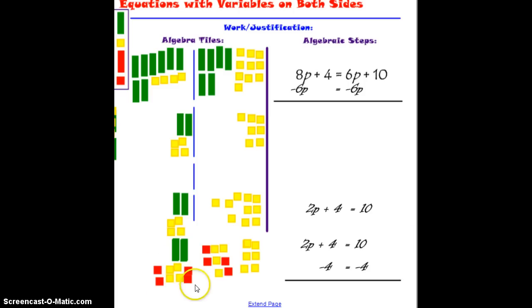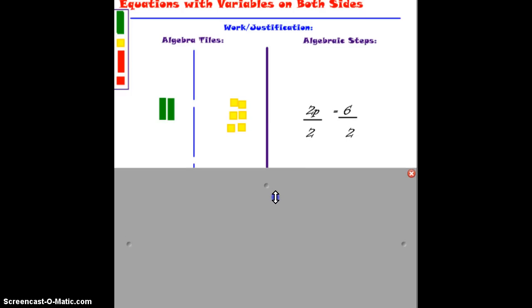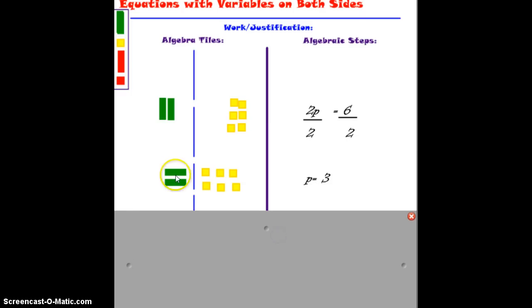We want to put 4 negatives on the left and the right to make 0 pairs. And as we cancel those out, we can see that we're left with 2p's, or we can think about them as x's, is equal to 6 positives. The opposite of multiplication is division. And we notice that as we lay our tiles on their sides and we share the 6 pieces from the top, each p or x gets 3 tiles.